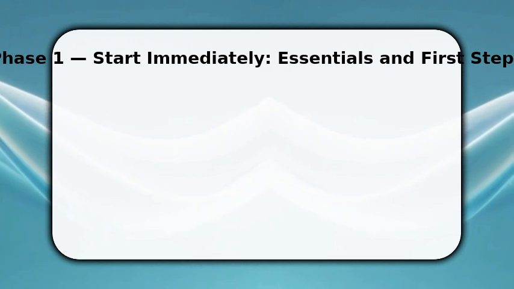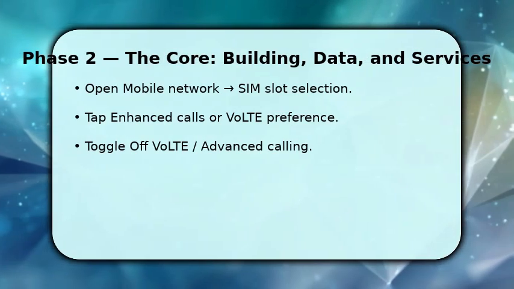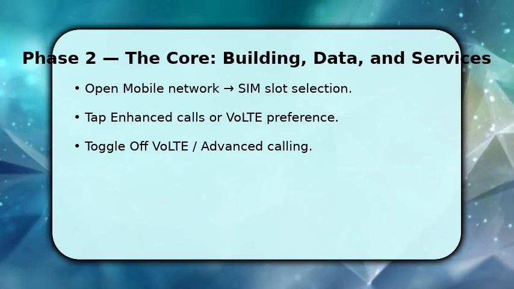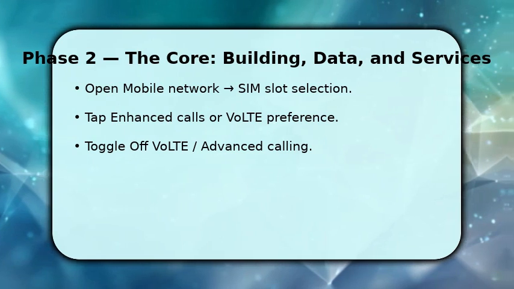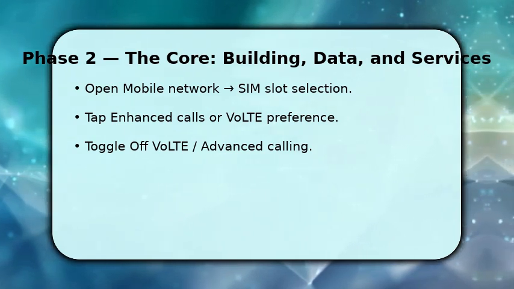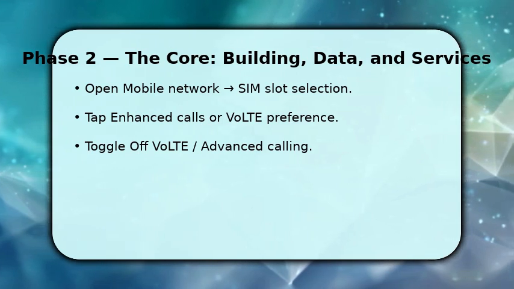Now continue by selecting the correct SIM card inside Mobile Network. You must target the slot with active voice service. Once selected, tap Enhanced Calls, Volte, or Advanced Calling. Menu labels differ by firmware.